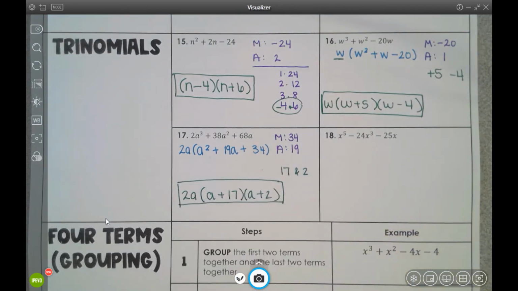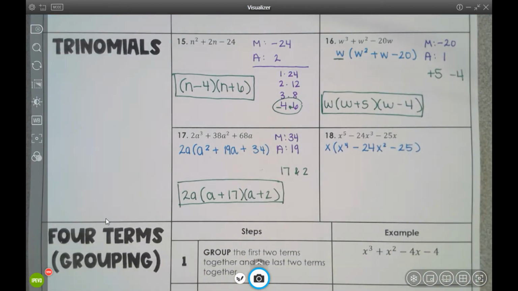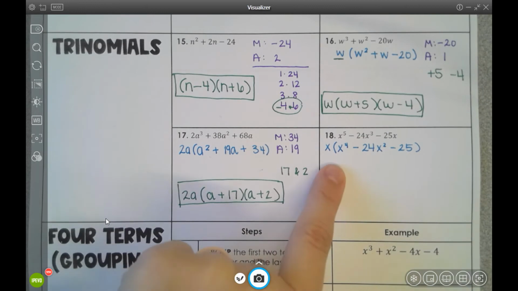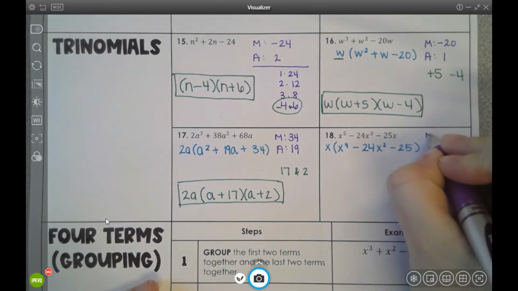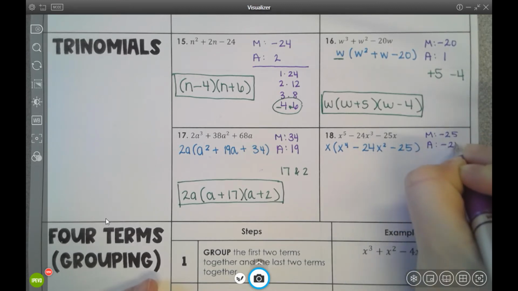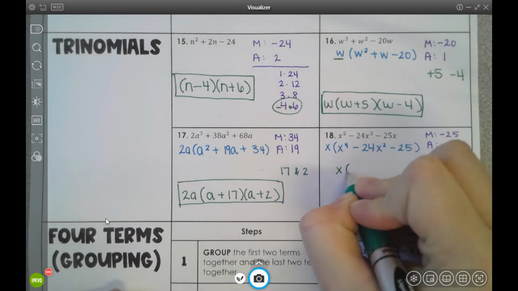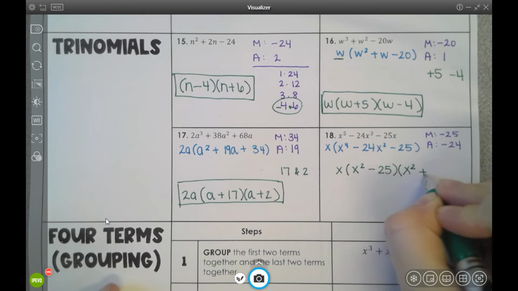Number 18, this one has a GCF of what? X. So then we're left with x to the 4th minus 24x squared minus 25. This one looks a little different because we have x to the 4th and then x squared. So when we write our answer, instead of putting x plus something, we're going to use x squared in our factors instead of just x. So two numbers that multiply to be negative 25, but add to be negative 24. Negative 25 and 1. We have x, then we have x squared minus 25, x squared plus 1.